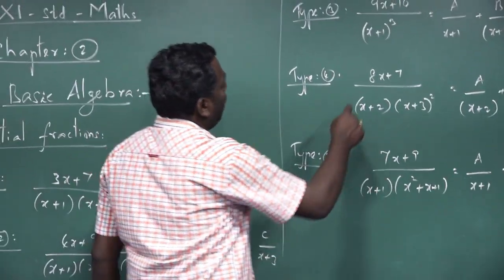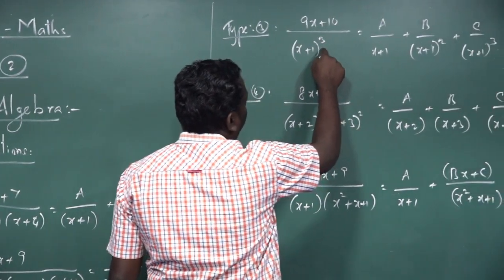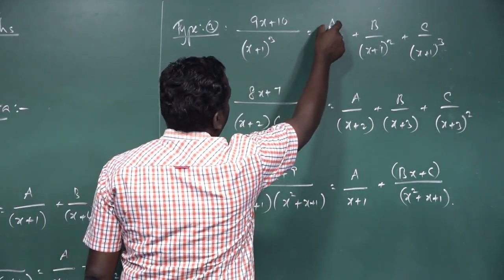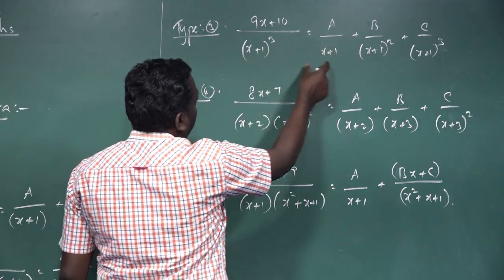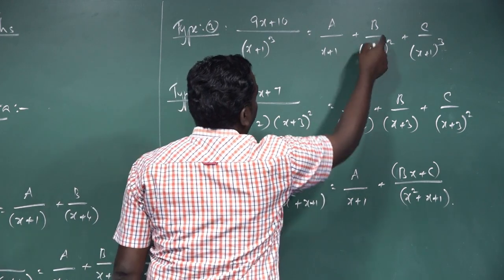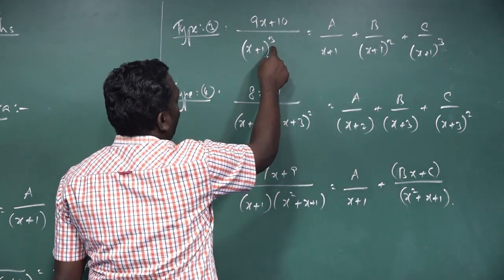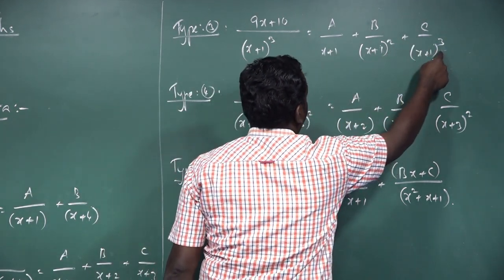Now type 3, (9x + 10)/(x + 1) whole power 3. It is a power form. For this, first we have to write A by x + 1, then B by (x + 1) whole square, and then C by (x + 1) whole cube.